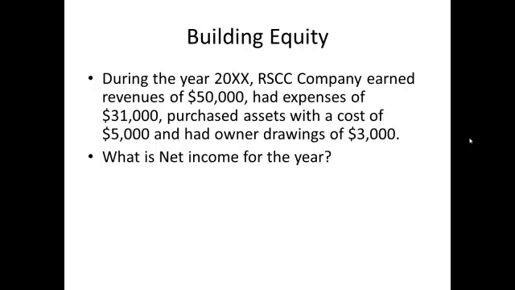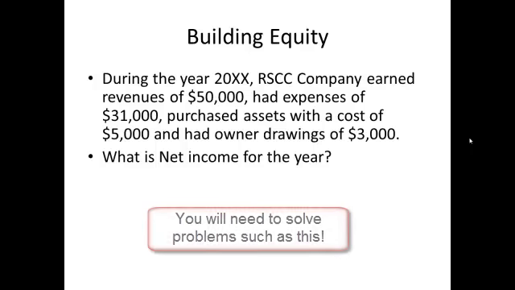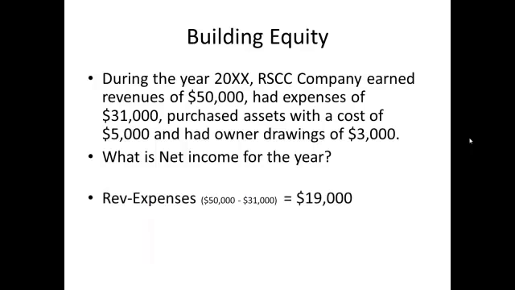Here's an example. During the year, the RSCC company earned revenues of $50,000, had expenses of $31,000, purchased assets with a cost of $5,000, and had owner's drawings of $3,000. Question, what is the net income for the year? All we have to do is look at the revenue minus expenses. $50,000 minus 31, $19,000 is the net income for the year.